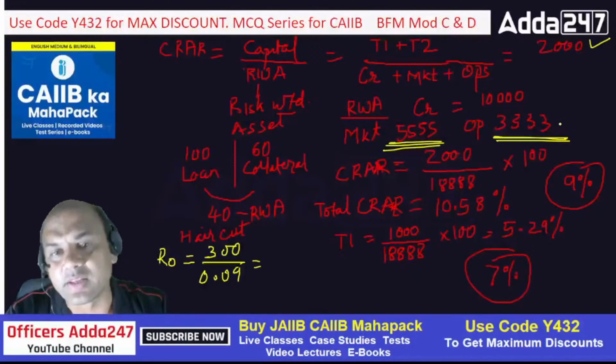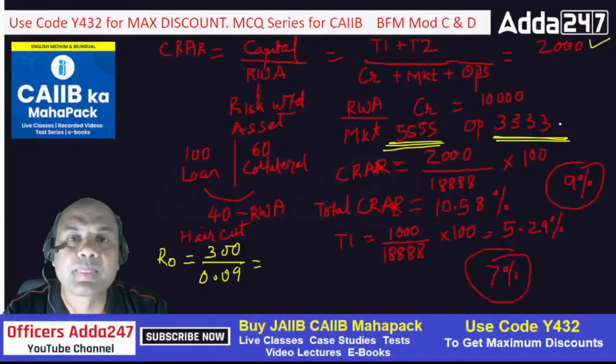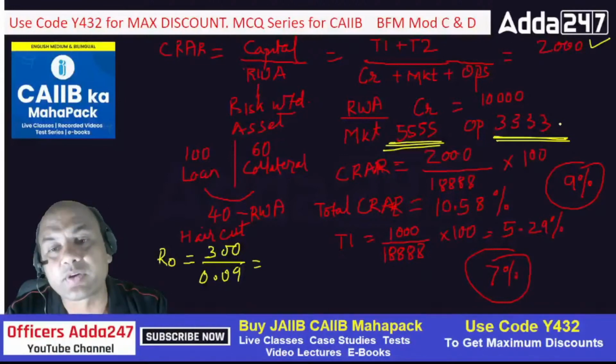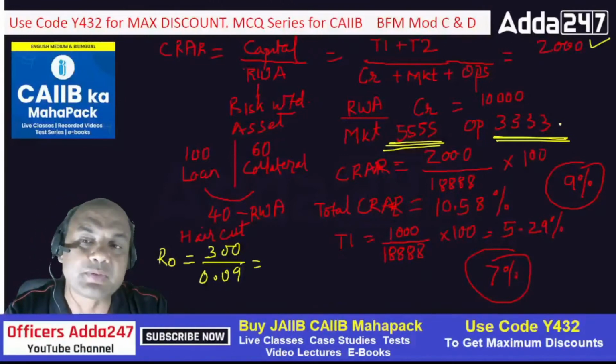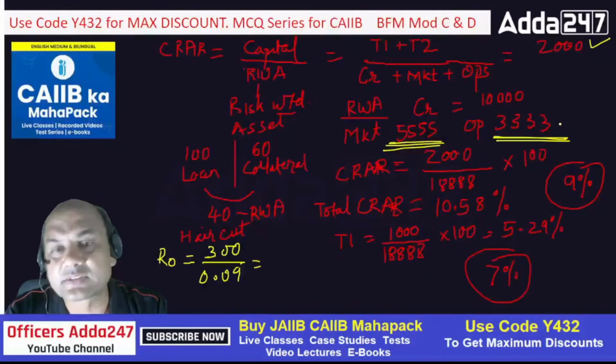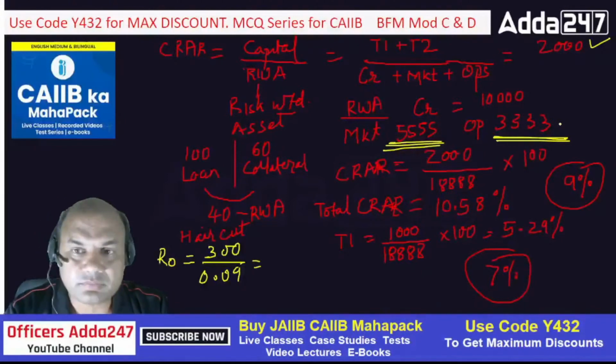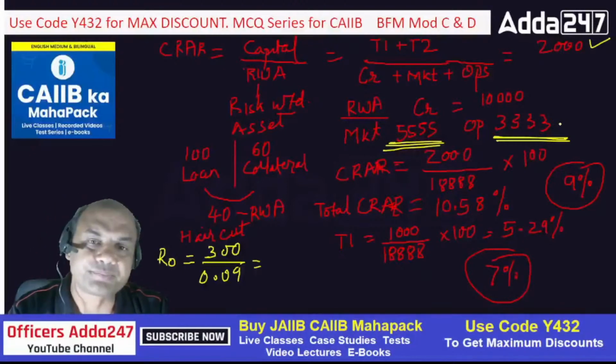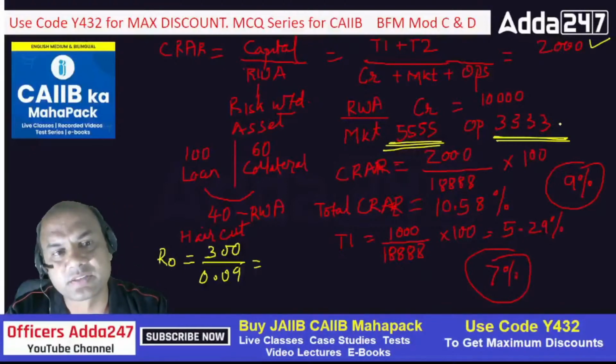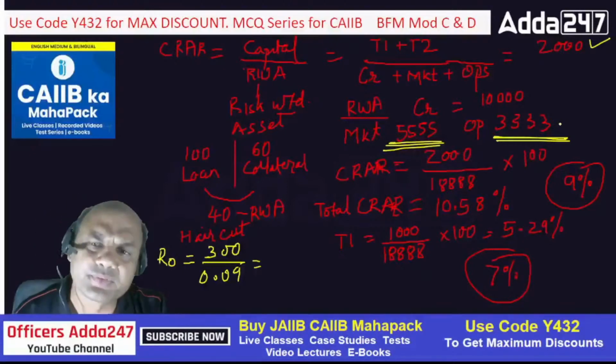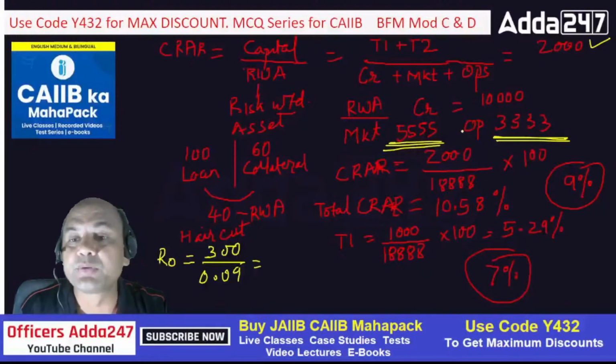Everyone, I'll just wait. Try this on your calculator. Are you getting the answer, 5555 and 3333? Type yes in the comment section if you have got it. I'm seeing certain yeses. Okay, so I assume you have done it.